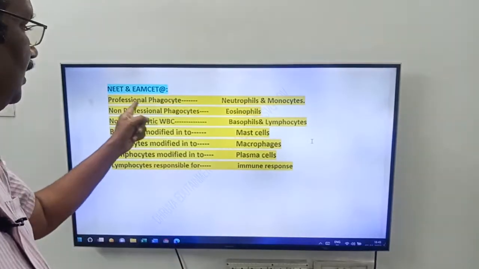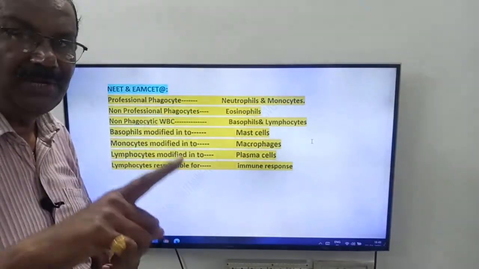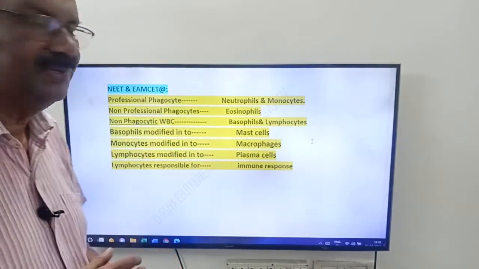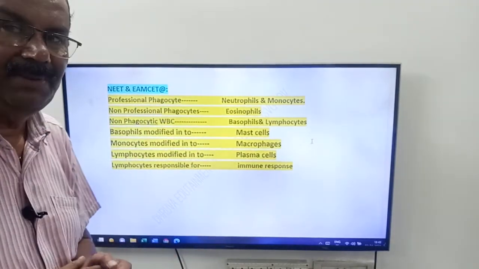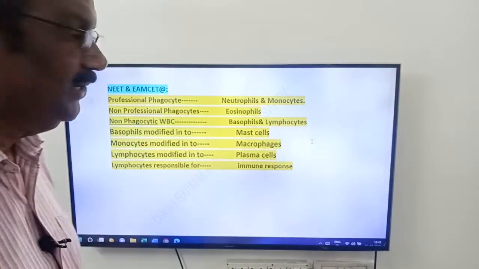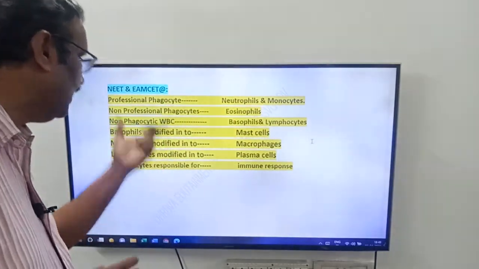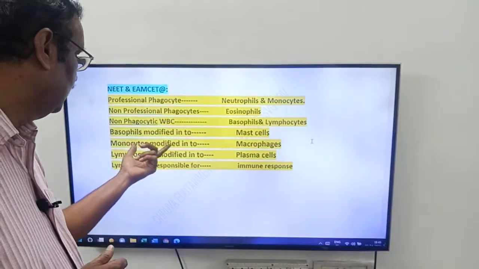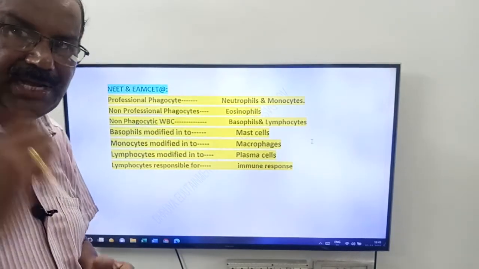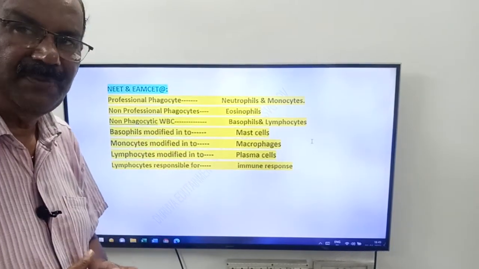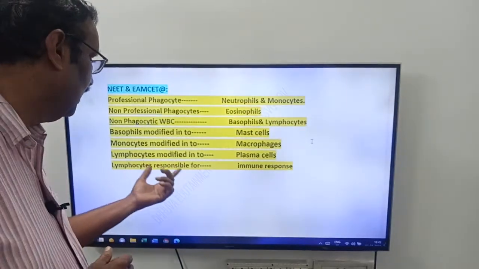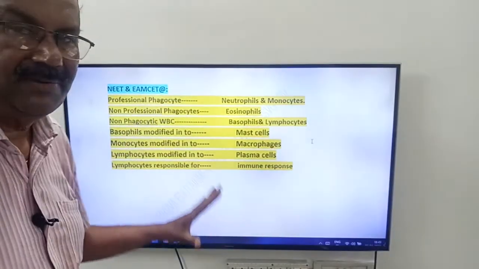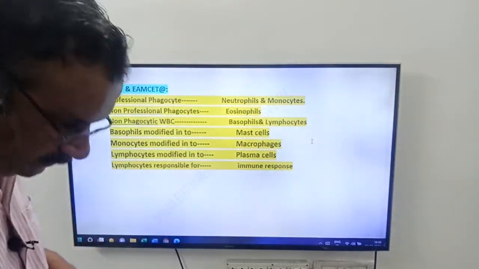Once again, friends, professional phagocytes: neutrophils and monocytes. Non-professional phagocytes: eosinophils. Non-phagocytic WBC: basophils and lymphocytes. Basophils modified into mast cells in the connective tissue proper. Monocytes modified into macrophages. Lymphocytes modified into plasma cells. Lymphocytes responsible for immune response. This is for NEET and MSET, friends. Please don't write in the IPA.